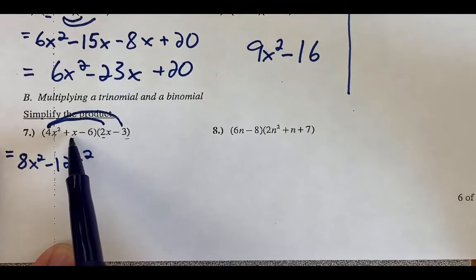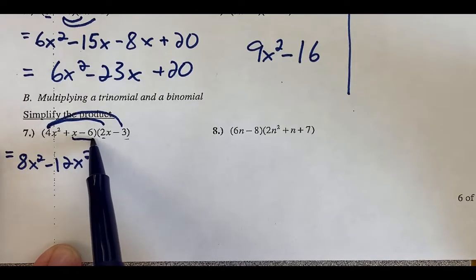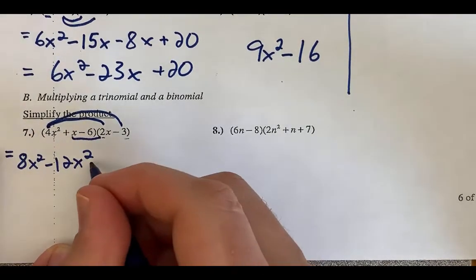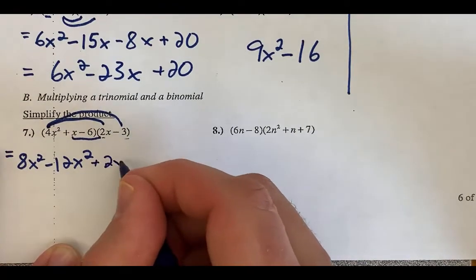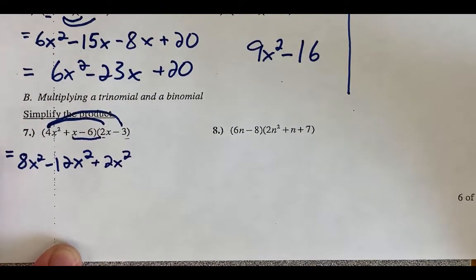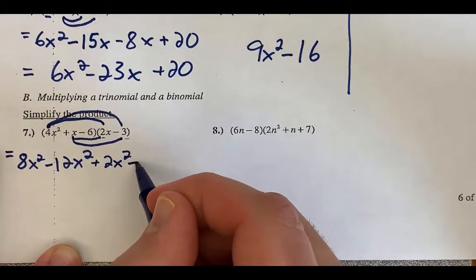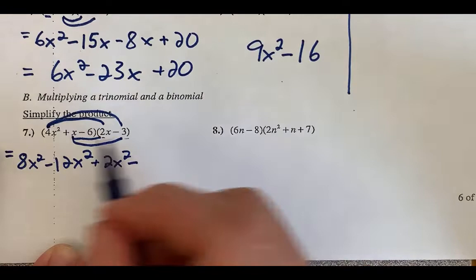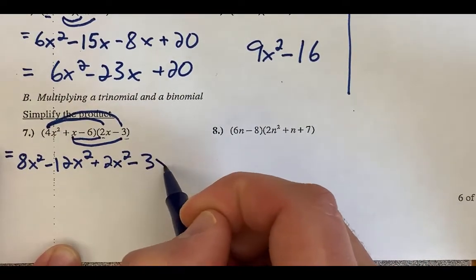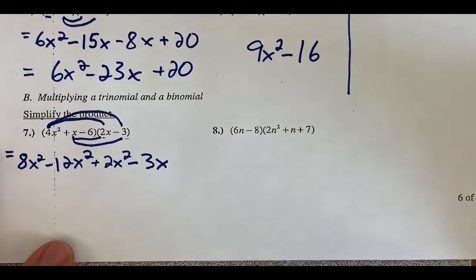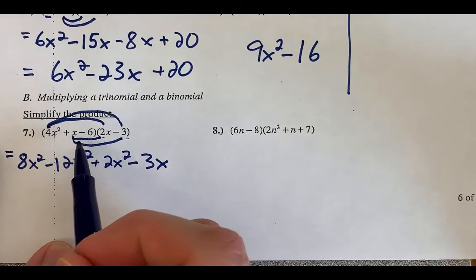We'll go to x. I'm going to take x and multiply it by 2x. So that would be plus 2x squared. X times 2x is 2x squared. X times negative 3, that's going to be minus 3x. Okay, so that term is done. Now I need to move to the negative 6.